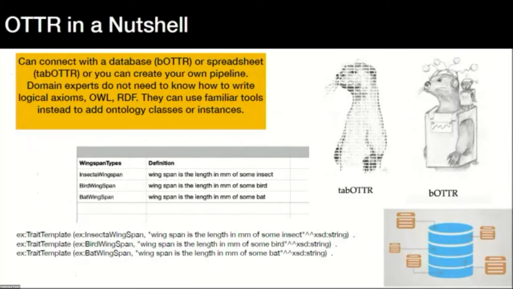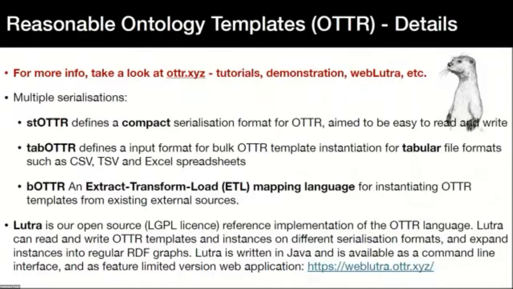You can also create your own pipeline. There's another format that you can use to instantiate your template. So here we have three examples, which fill in that template: insect wingspan, bird wingspan, bat wingspan, and some definition. I made this up, so I'm not an expert on biodiversity here.